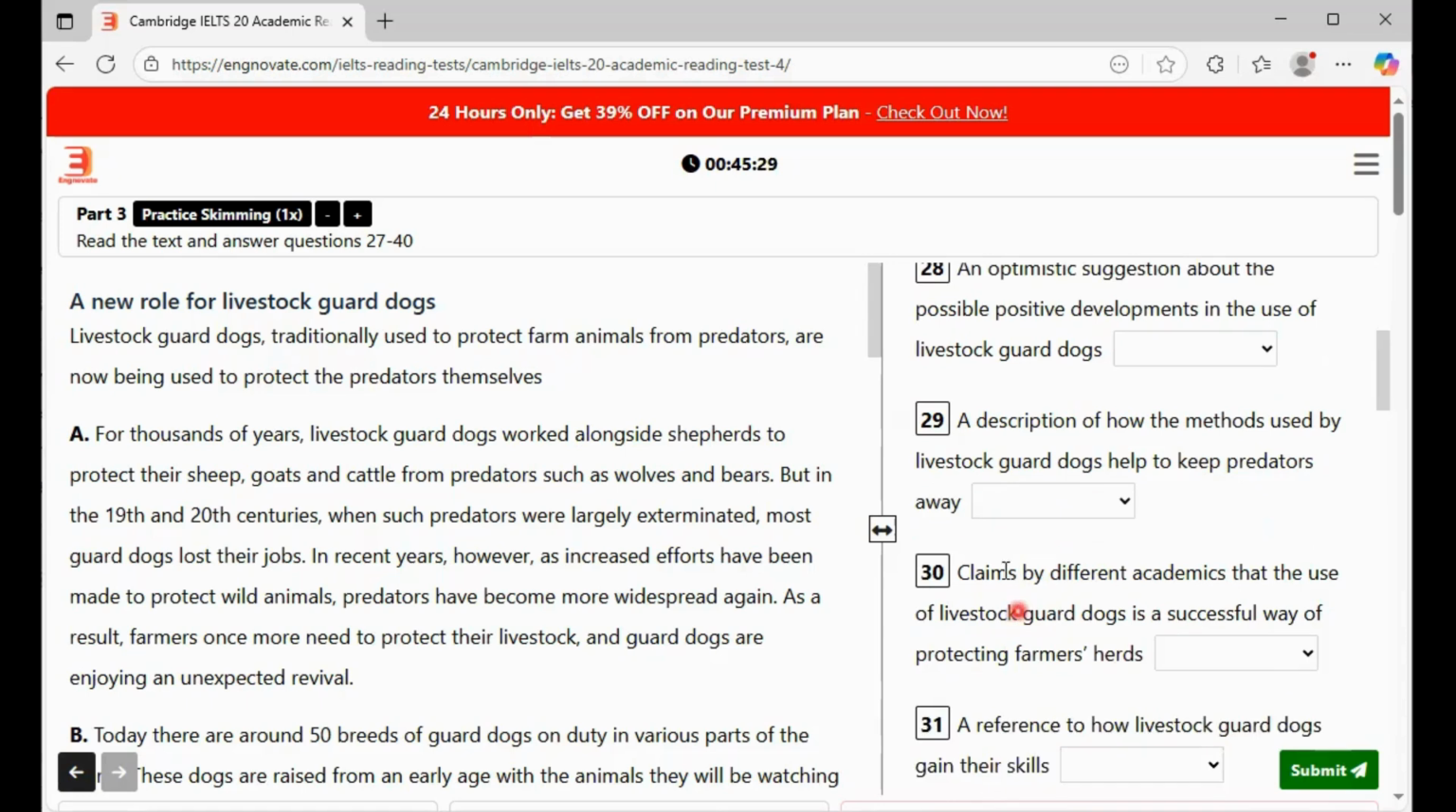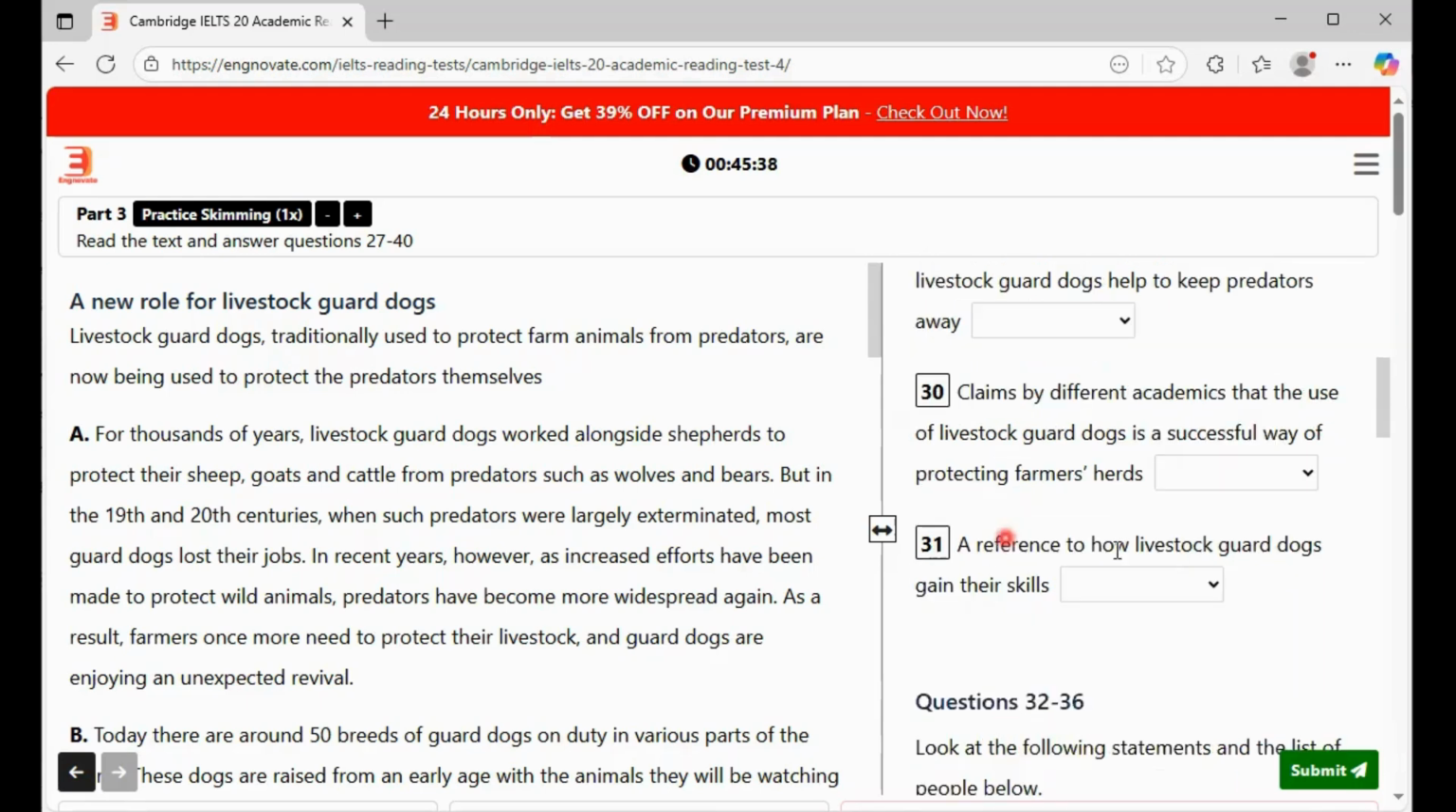Okay. It claims by different academics that the use of livestock guards is a successful way to protect farmers' herds. Okay. A reference to how livestock guard dogs gain their skills. Okay.